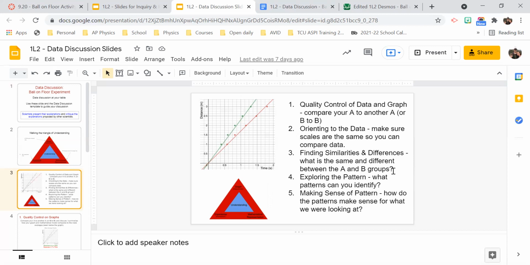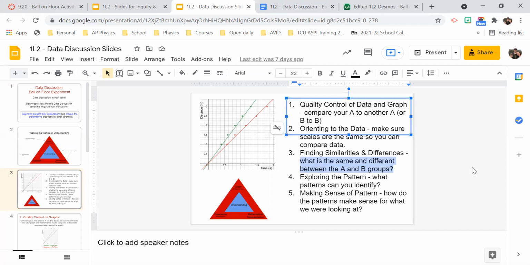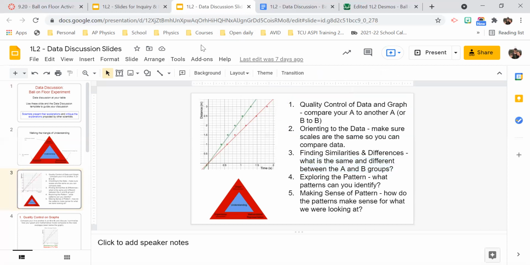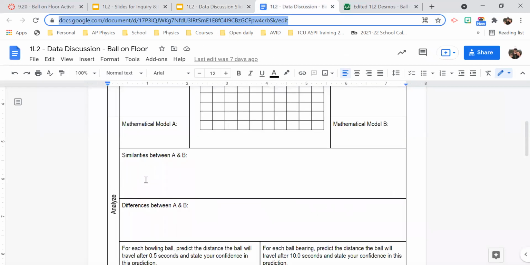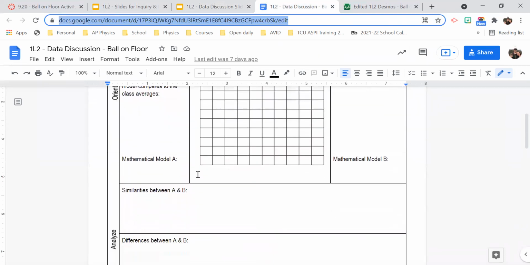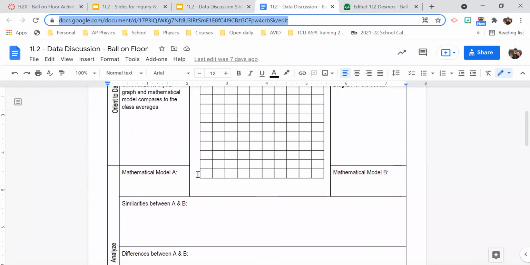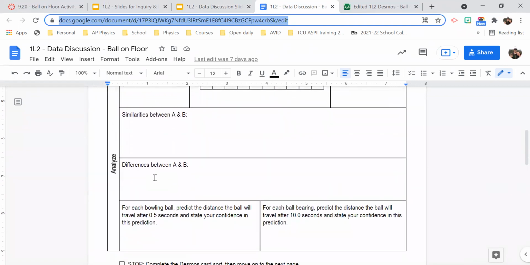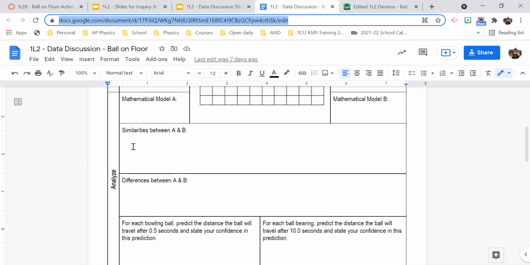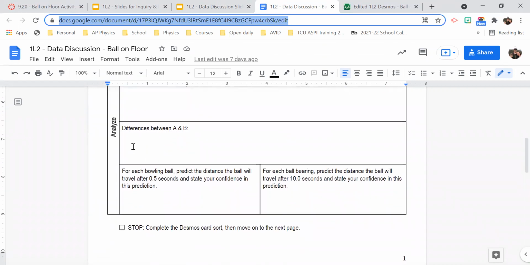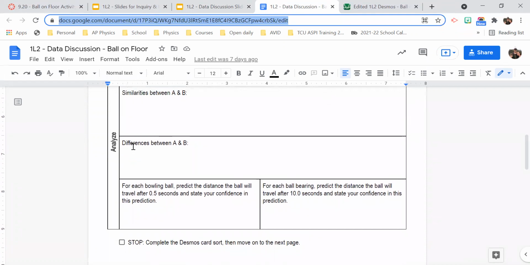Okay. This is what y'all are working on now, finding those similarities and differences. What is the same and different between group A and B? So back in your sheet, that's what y'all are looking at here. What is the same? I'll give you one. They both have the same shape. What is the difference? They have different slopes. So you can bring in some data points to help support your answers, but you're going to continue with the similarities and the differences here.